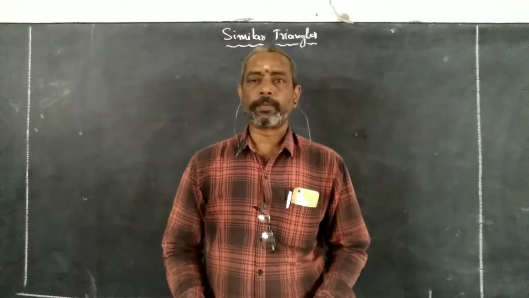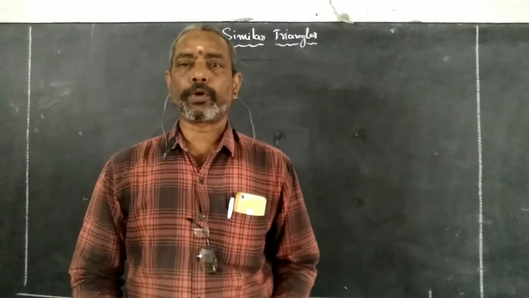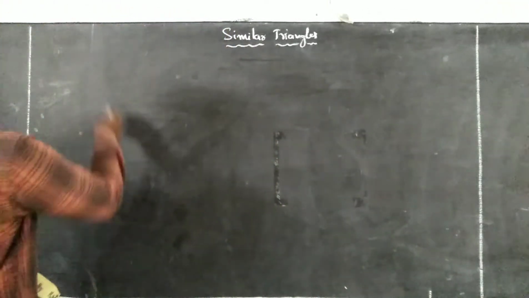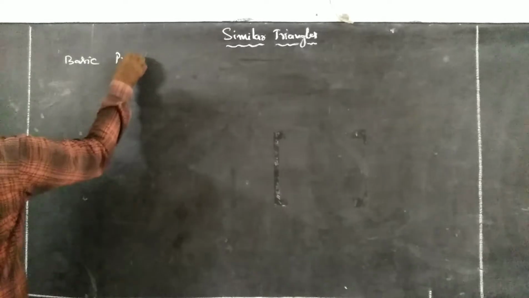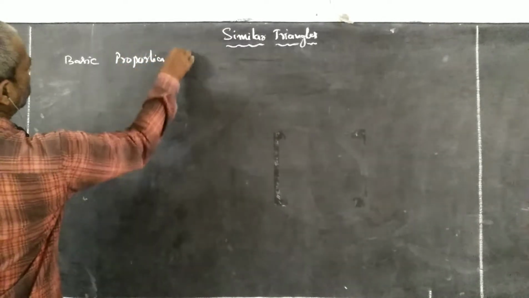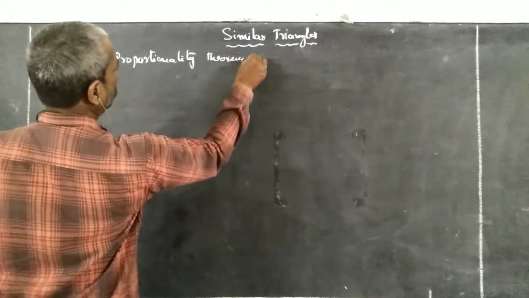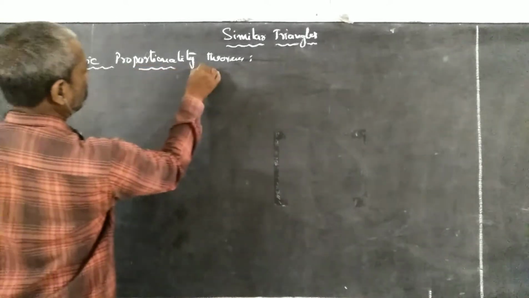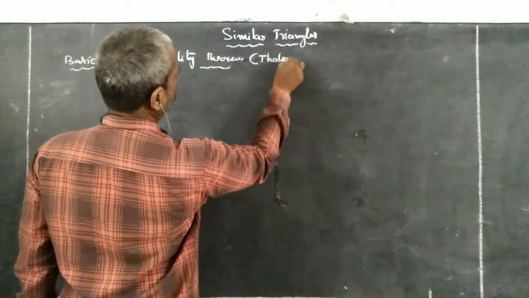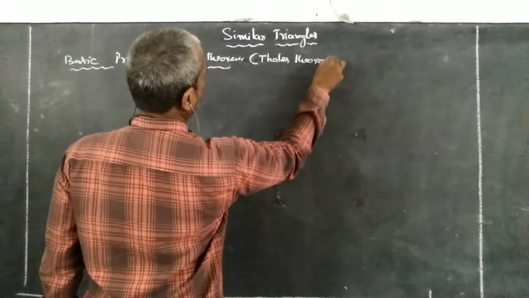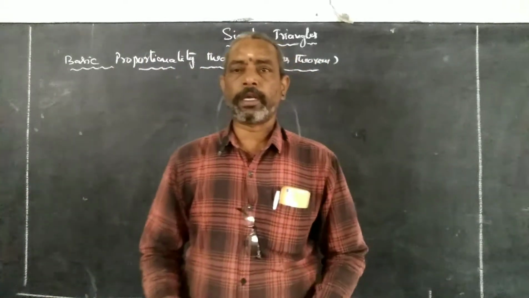Today our topic is similar triangles. In this topic we are going to discuss the basic proportionality theorem. Basic proportionality theorem is also called Thales theorem.